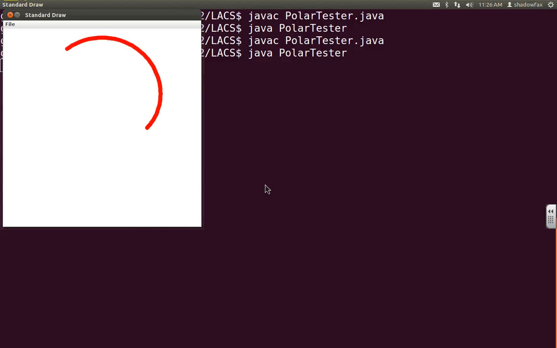Well, good enough. It's better to have it too big. So there's a cardioid.